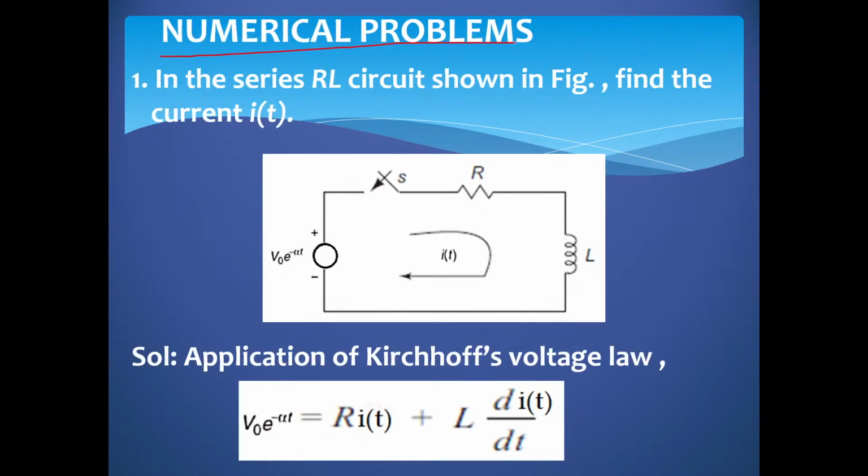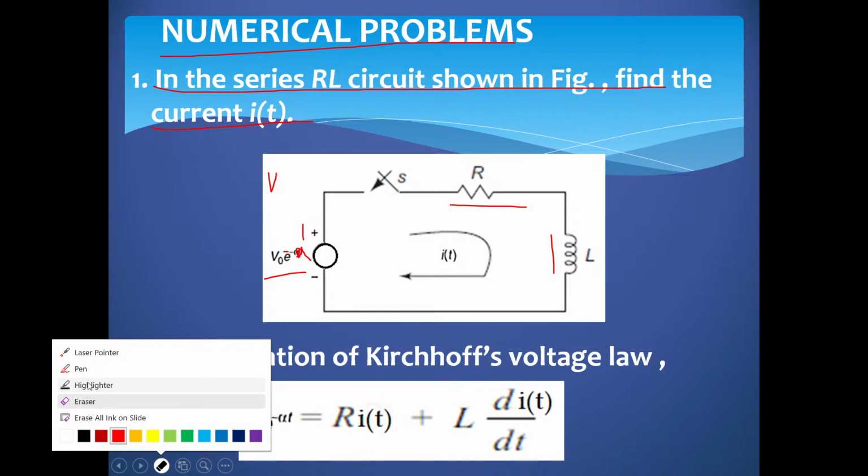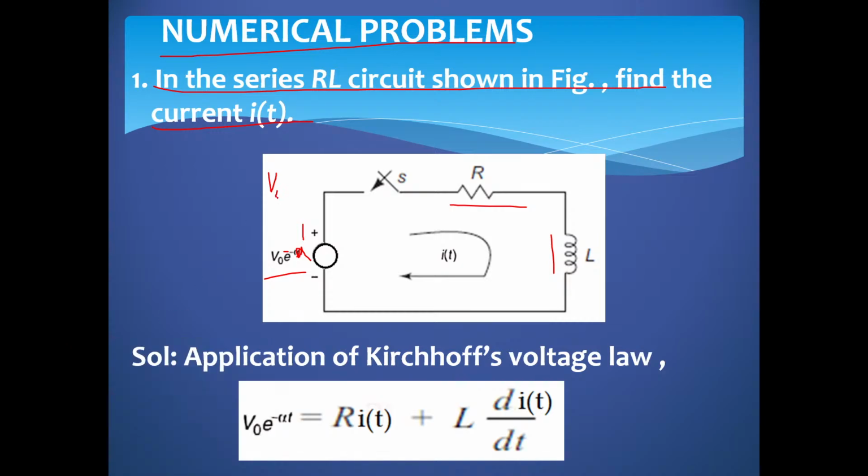So this is our numerical problem. In the series RL circuit shown in the figure, we have to determine the I of t. This is the given RL circuit. Input is V0 e power minus alpha t. This input is V0 e power minus alpha t.